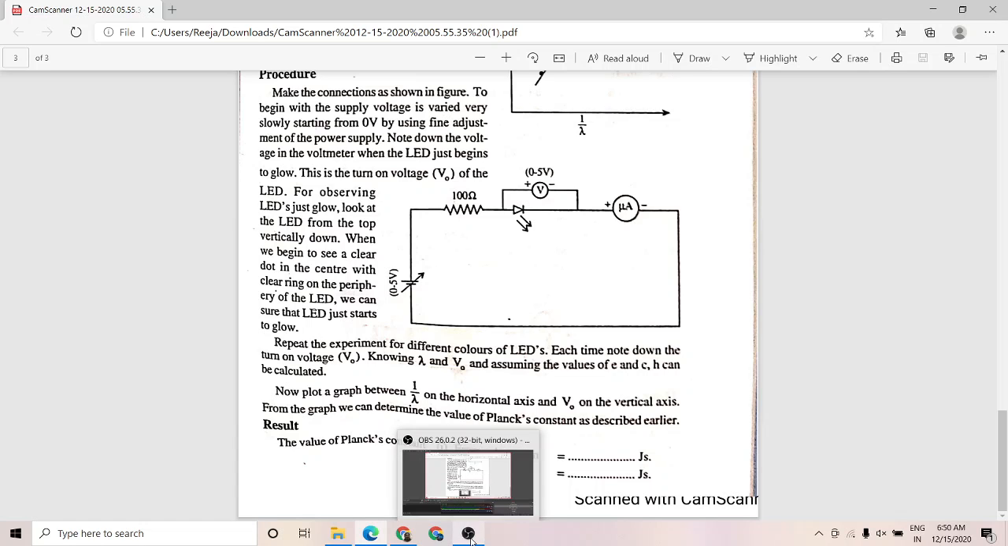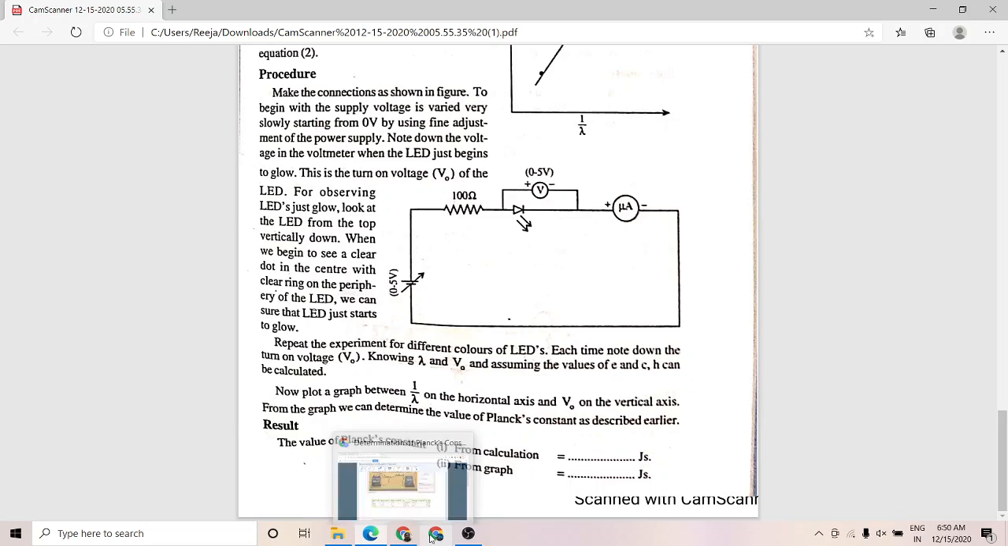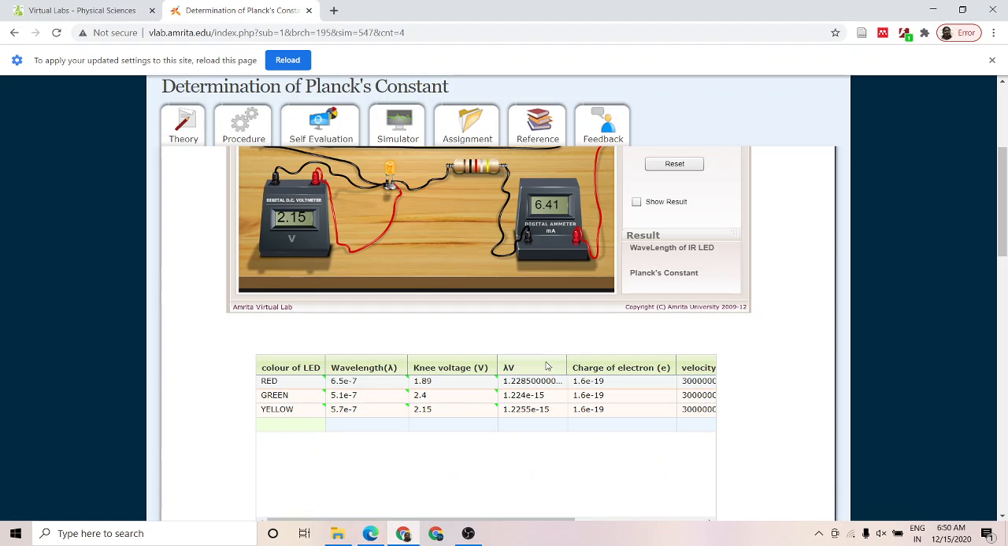So I hope this video for the determination of Planck's constant is clear to all of you. One more thing, here you can automatically get the result by giving show result. See the Planck's constant they have calculated, so you can check upon your values too. So I hope the session for the determination of Planck's constant experiment, how you can do it in the virtual lab, is clear to all of you. Please do contact if you have any doubts. Thank you.